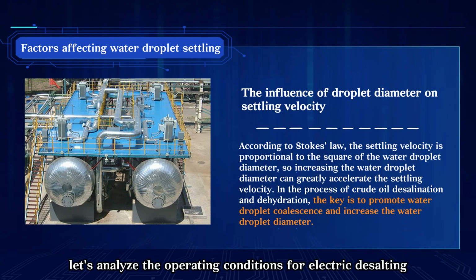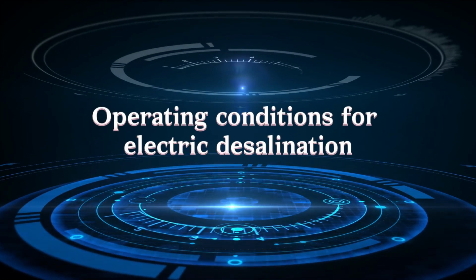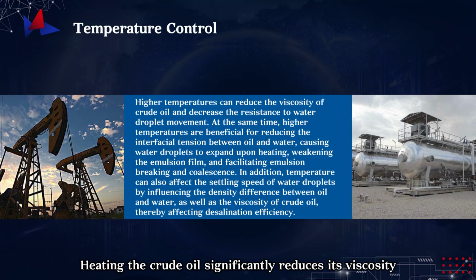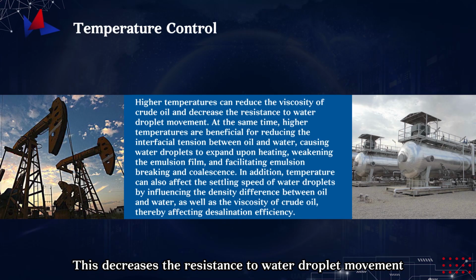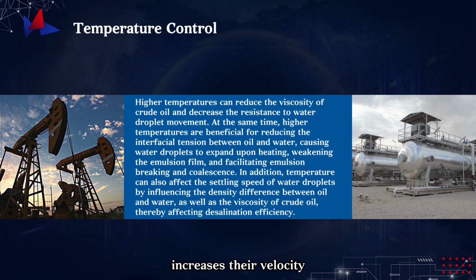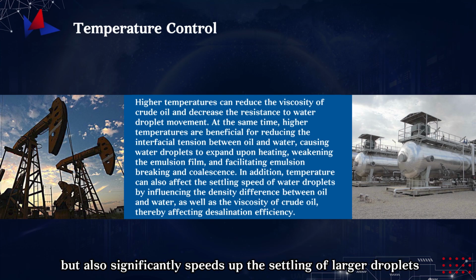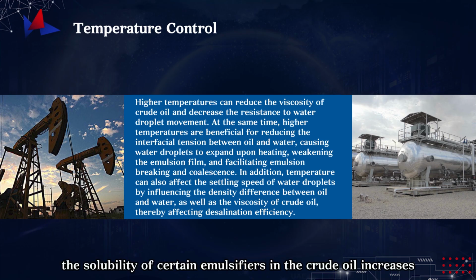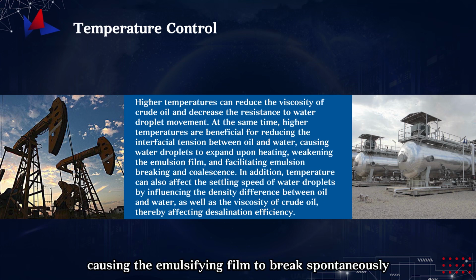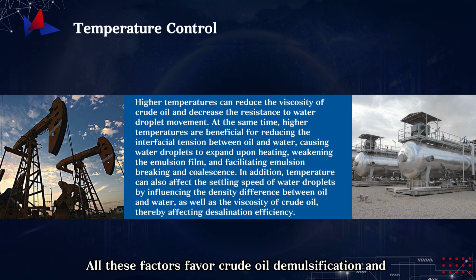Now, let's analyze the operating conditions for electric desalting. 1. Temperature control. Heating the crude oil significantly reduces its viscosity. This decreases the resistance to water droplet movement, increases their velocity, and increases the chances of collision. This not only increases the tendency for coalescence, but also significantly speeds up the settling of larger droplets. Additionally, the solubility of certain emulsifiers in the crude oil increases, causing the emulsifying film to break spontaneously. All these factors favor crude oil demulsification and the removal of water and salt.